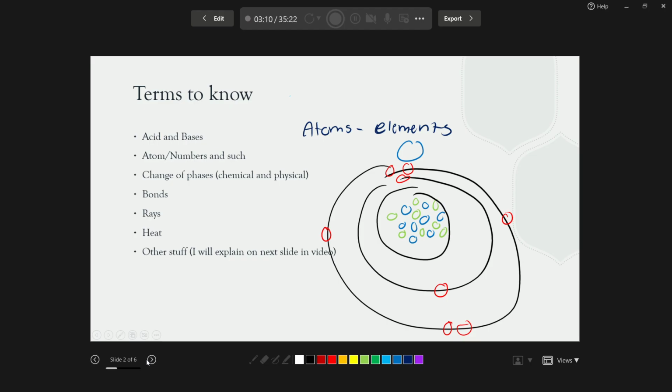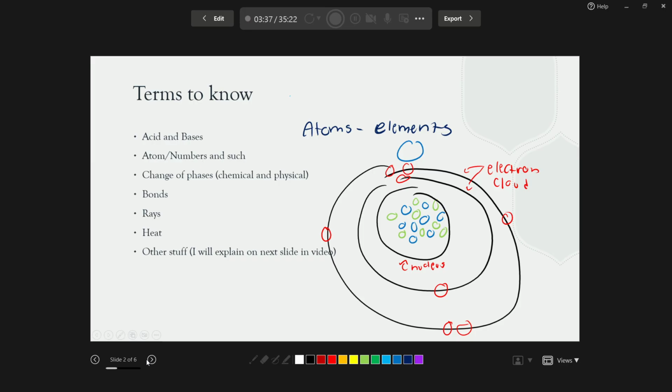So this in the center is called your nucleus. And these little shells are called orbital shells. These orbital shells make up your electron cloud, because while they look like a ring, they're really just a cloud. They have levels, and they move really fast, so it makes it appear like it's a cloud.